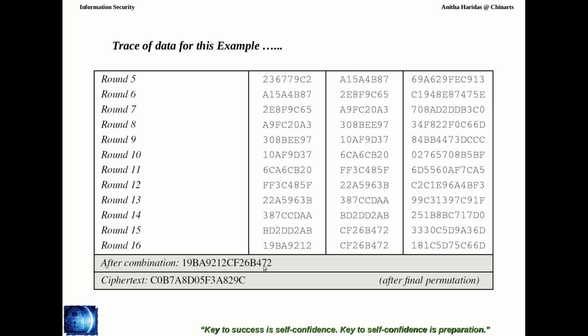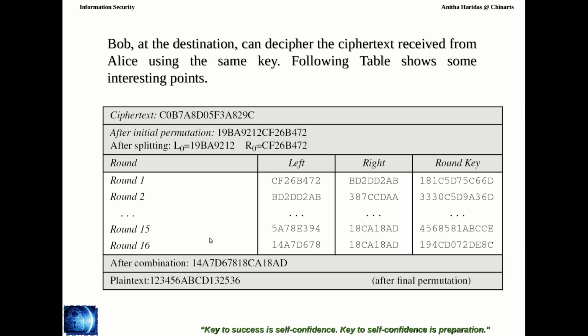After the 16 rounds, the halves will be combined together, and again permuted with the final permutation, which will produce the ciphertext. The destination, the decipherment or decryption process, will do the same. This is the ciphertext. The initial permutation will give this particular output, and again you split it, enter into 16 different rounds, and after the final permutation we will get the plain text, right?